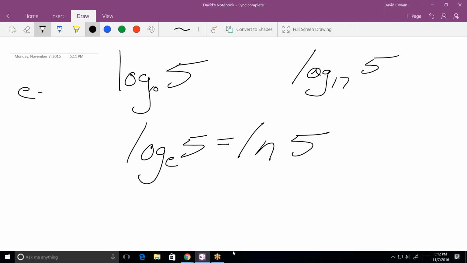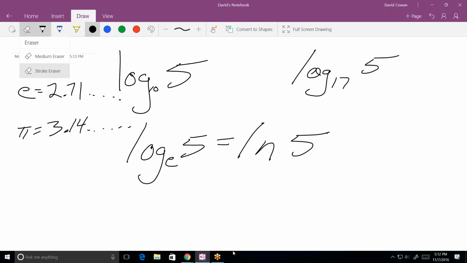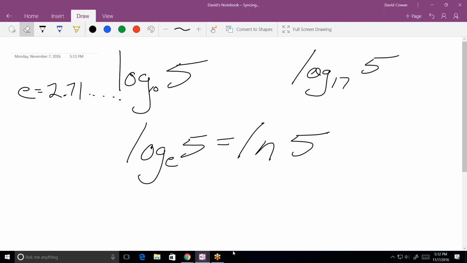What is e? E is an irrational number. In other words, it goes on and on forever, but it can be approximated by 2.71. It's a lot like pi. Pi is 3.14, and it goes on and on forever. Well, e does the same thing, but both of them are just numbers. And your calculator has a key for that. Now, when you get to calculus, natural log is the language of calculus, far more than common log.